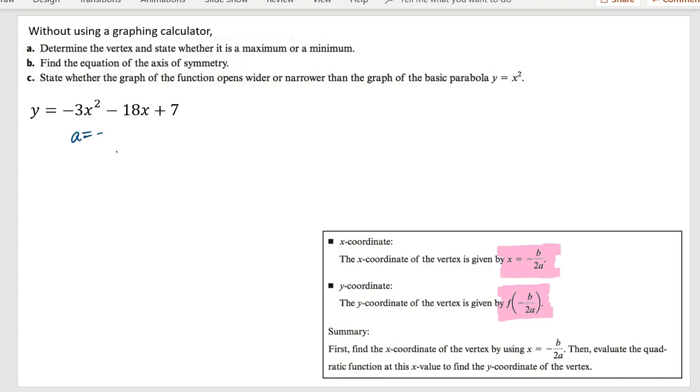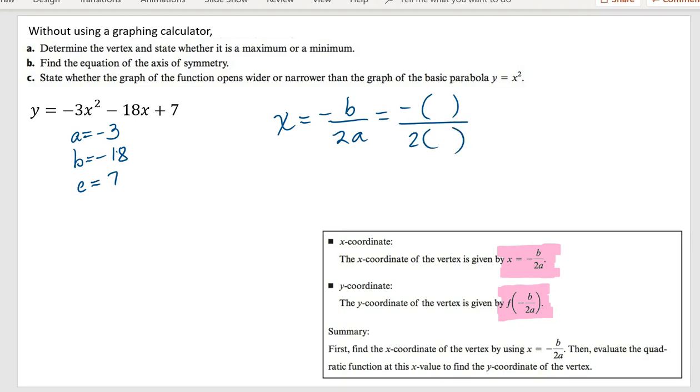So I'll say a is equal to negative 3, b is equal to negative 18, and c is equal to 7. Once I know what a, b, and c are, I can write that my x-coordinate is equal to negative b over 2a, and I can evaluate it for a and b. So a is equal to negative 3, and b is equal to negative 18. Notice I use parentheses to replace my variable before I put in my number. This will help me eliminate mistakes with positives and negatives. So I get my x value as negative 3.